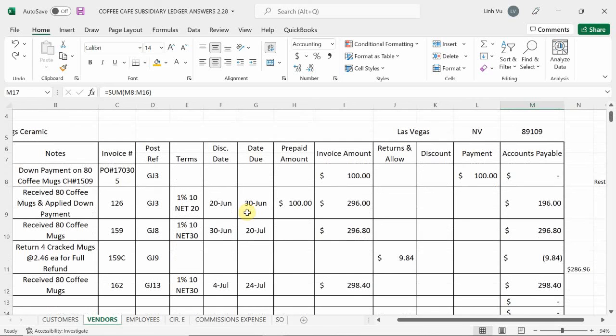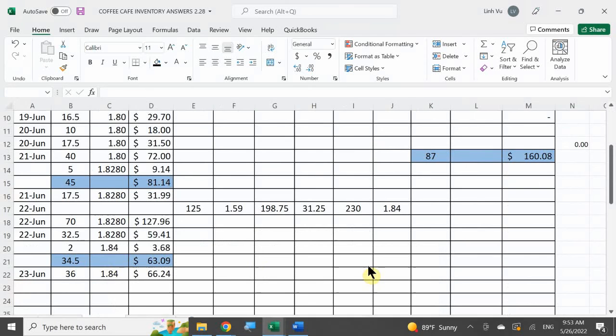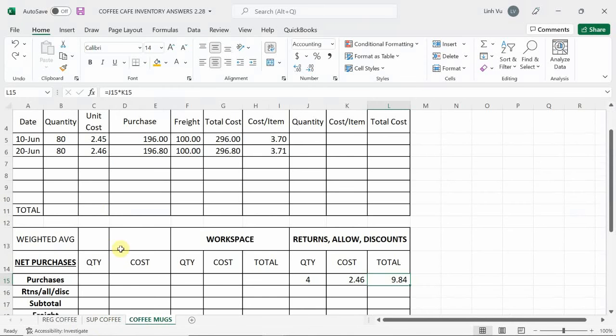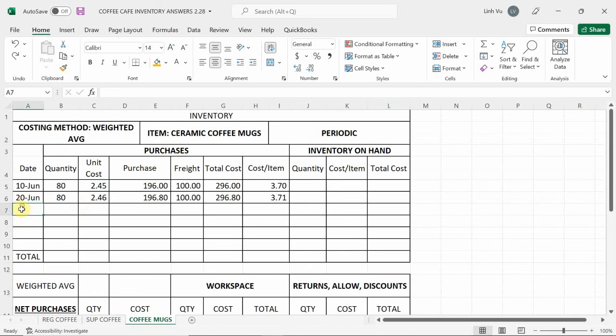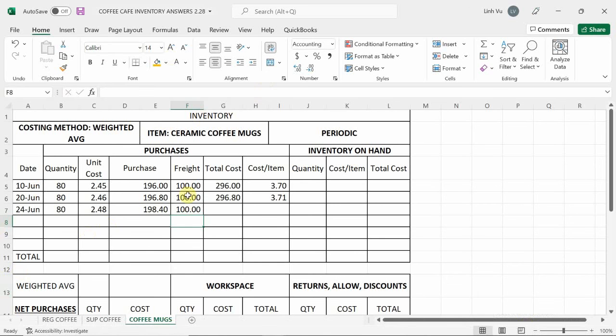All right, so that is us receiving the coffee mugs. So that means we need to update my inventory. Okay, so ceramic coffee mugs. Today's the 24th. We received 80 coffee mugs at $248, which gave us $1,984.0. We have to increase the freight, which was $100. So that gave me a total of $298.